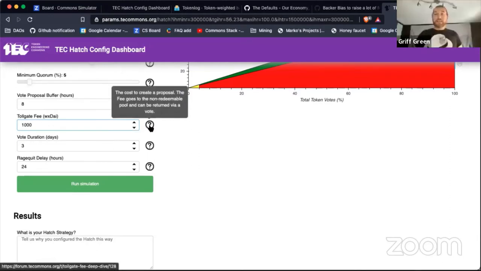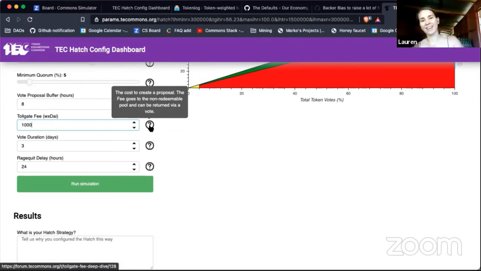Yeah, exactly. And this DAO shouldn't be voting on a lot. The point of this DAO is to upgrade to the commons. The point of this DAO is to gather stakeholders and then design the actual economy and then play the commons simulator game. Yeah. Okay, that makes sense.